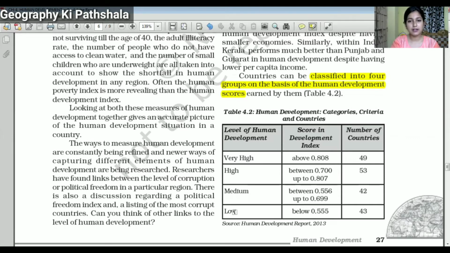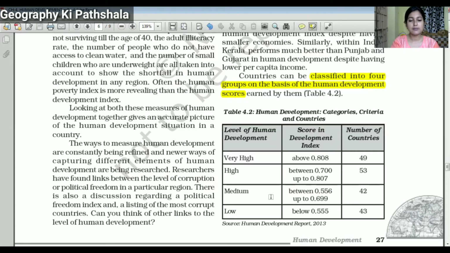And similarly, some other sectors are also mentioned, with a high level of human development, and the value is between 0.700 up to 0.807, and the number of countries which are falling under this category is 53.